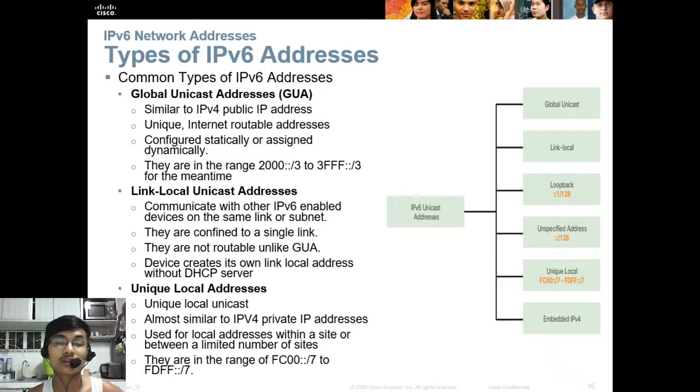The link local unicast addresses communicate with other IPv6 enabled devices on the same link or subnet. They are confined to a single link. They are not routable, unlike GUA. A device creates its own link local address without a DHCP server. Unique local addresses, similar to IPv4 private IP addresses, are used for local addressing within a site or between a limited number of sites. They are in the range of FC00 to FDFF.